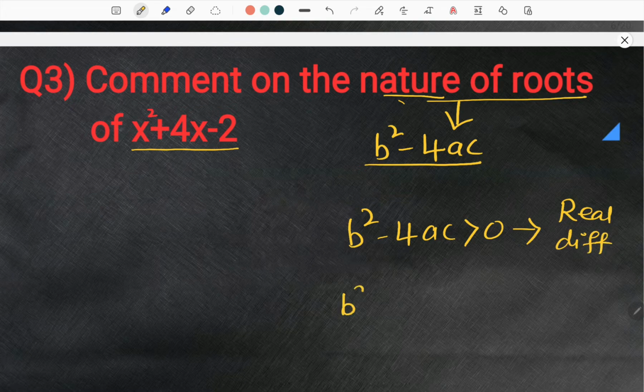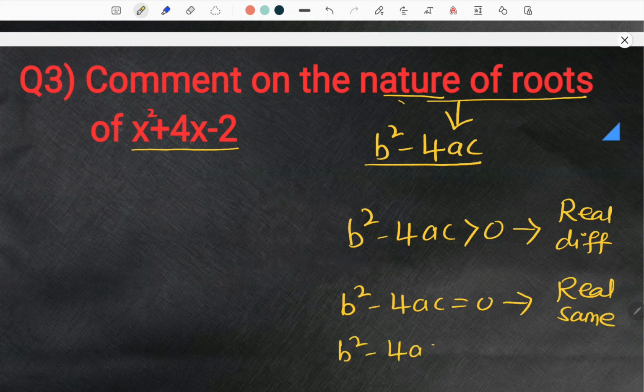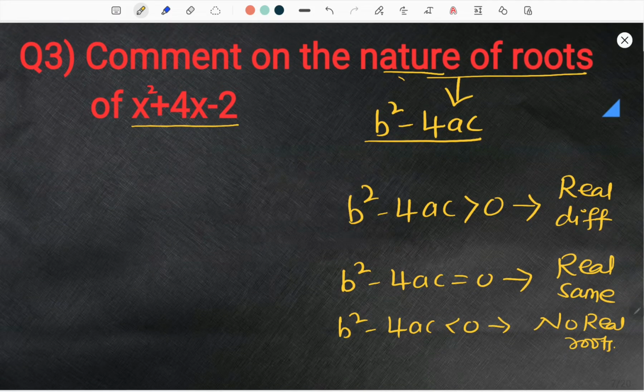Alright, you know this. If b square minus 4ac is equal to 0, what kind of roots are there? Real roots are there and same roots are there. Real and same. And if b square minus 4ac is less than 0, it means no real roots. I hope everybody knows about this. That's why you are here for the preparation. Alright, so anyway, let us get into the question and try to solve this. The question is x square plus 4x minus 2, and we have to find out the nature of roots.